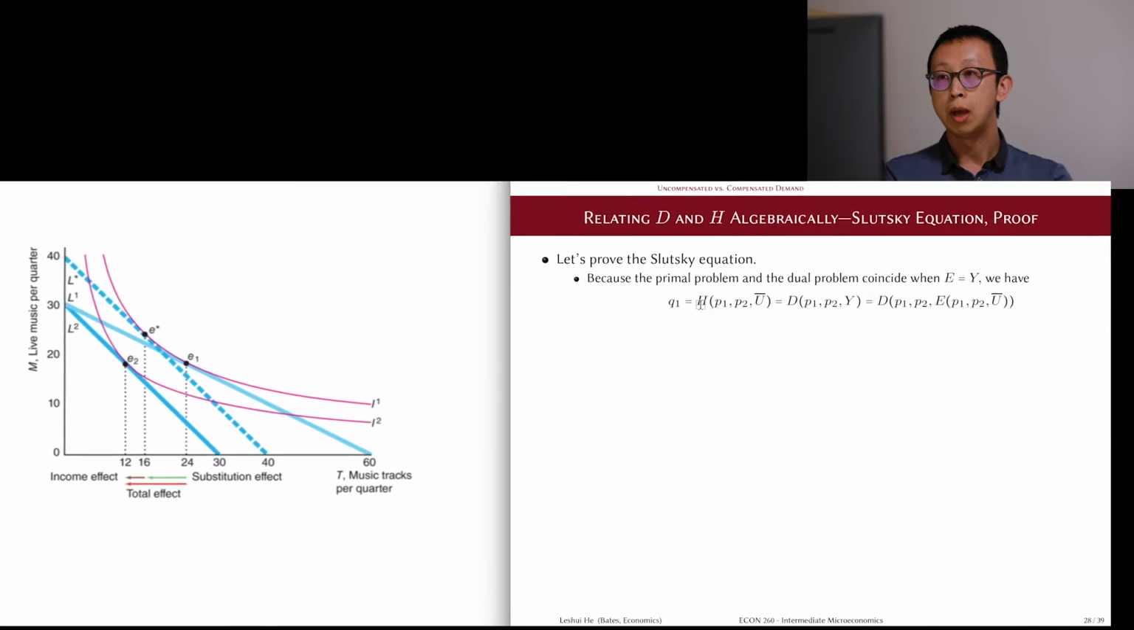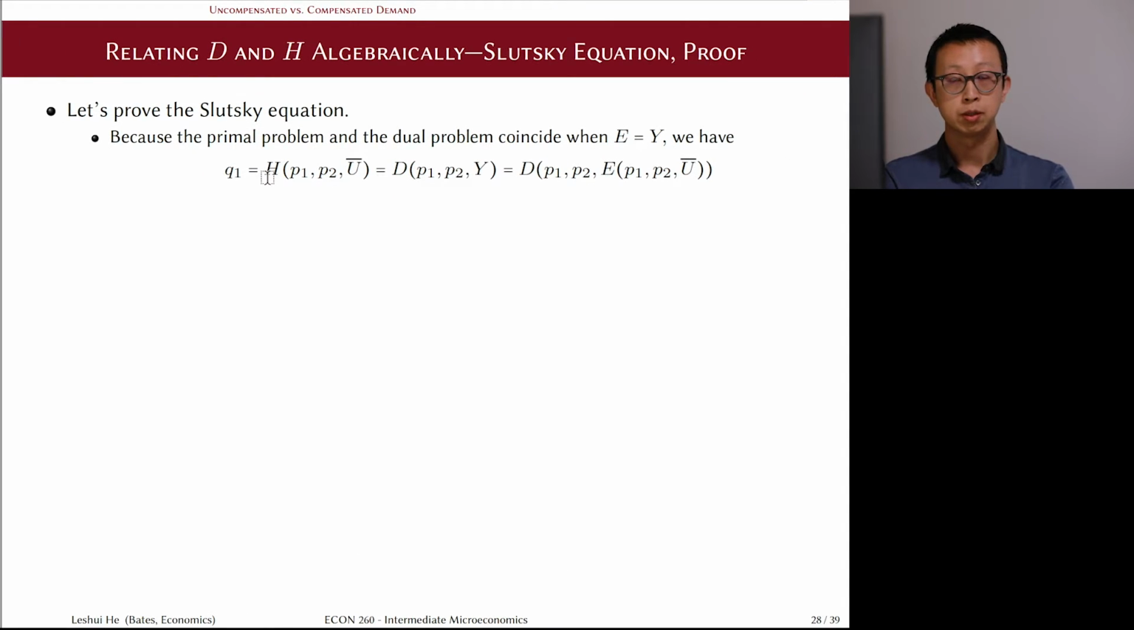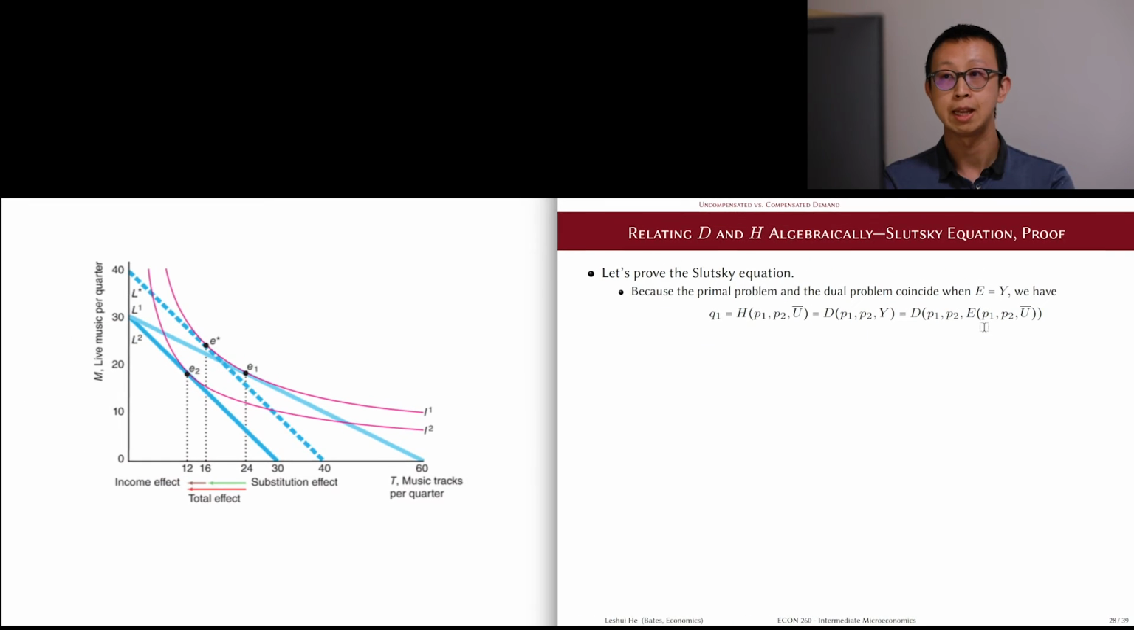In other words, when we're at the optimal consumption bundle, the Hicksian demand is the same as the Marshallian demand, which is the same as if we just solve the utility maximization problem taking the budget level Y to be the expenditure incurred at the Hicksian demands to reach the utility level of U bar. And that's exactly the same idea as what we're trying to represent here in this graph at the point of E1.